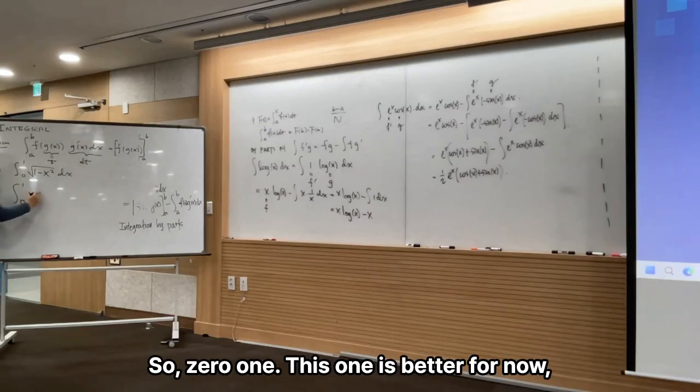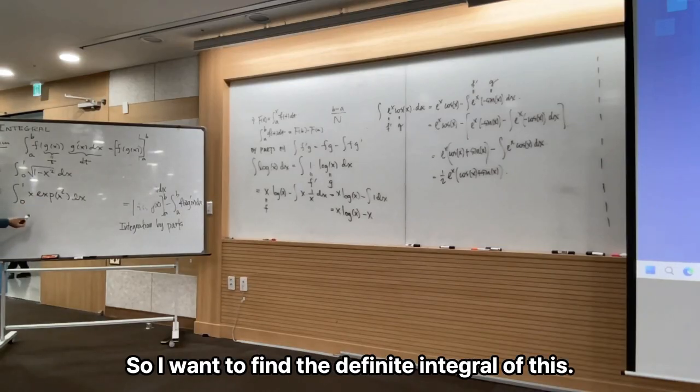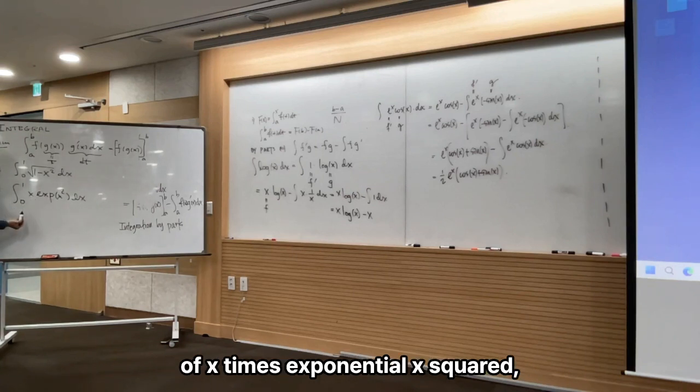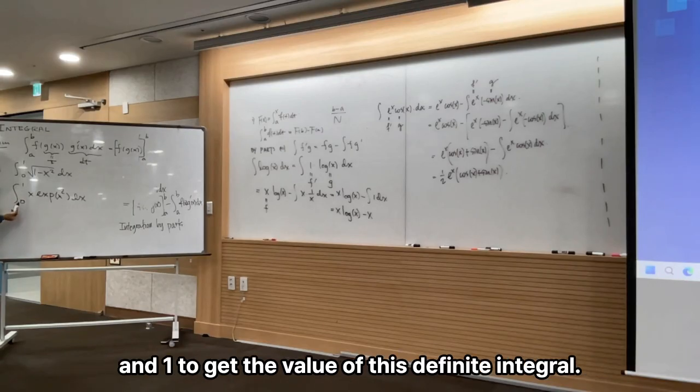So 0, 1. This one is better for now. So let's look at this first. I want to find the definite integral of this. If I know the antiderivative of x times e^(x squared), then I can just subtract the values of that function at 0 and 1 to get the value of this definite integral.